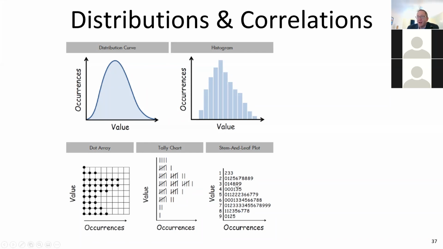And then it's the stem and leaf plot. How many times did you get the number 1? 233 times. How many times do you get the number 2? This number of times. I think that's what we're doing here. I always have to look up stem and leaf plot each and every time.